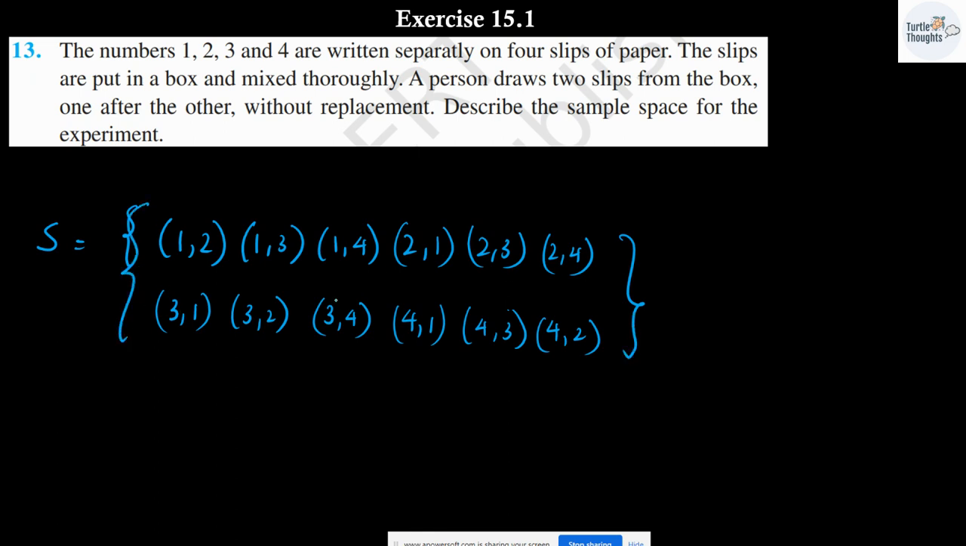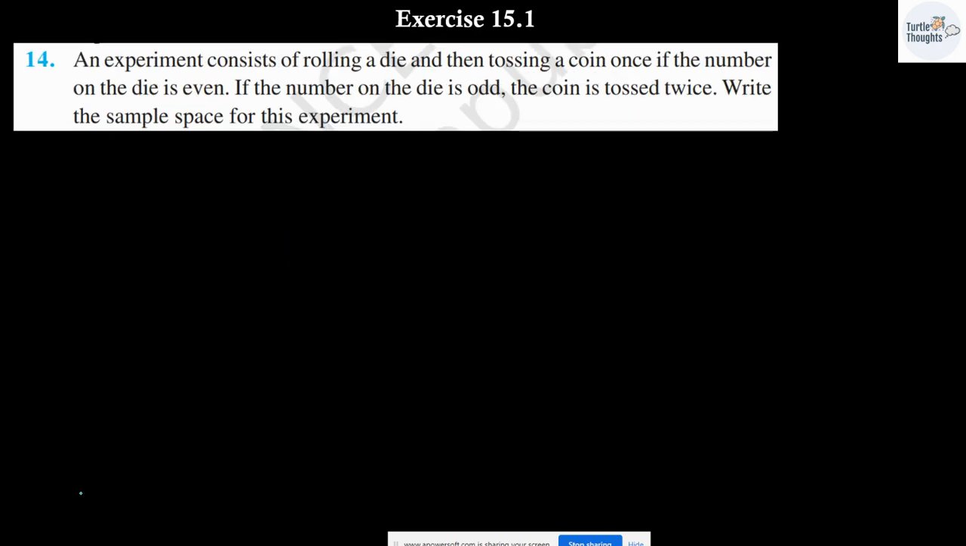So total sample space is going to be 12. What are the sample spaces? These are going to be the sample spaces. These are the possible outcomes.